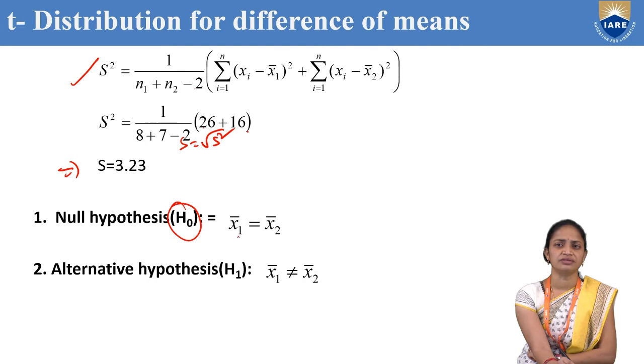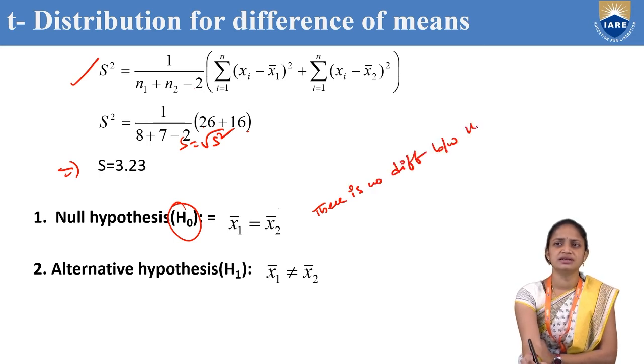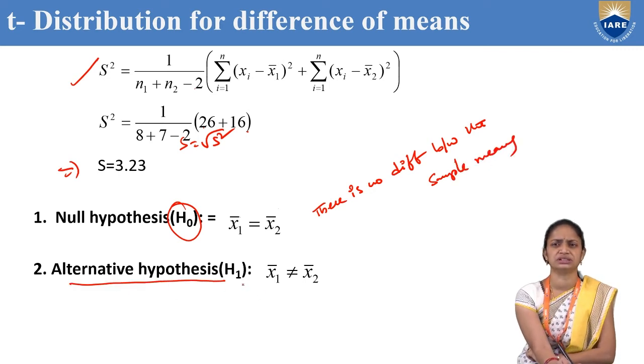In H naught we are taking the sample means. There is no difference between the sample means, x1 bar equal to x2 bar. That is nothing but there is no difference between the sample means. Next, alternative hypothesis.